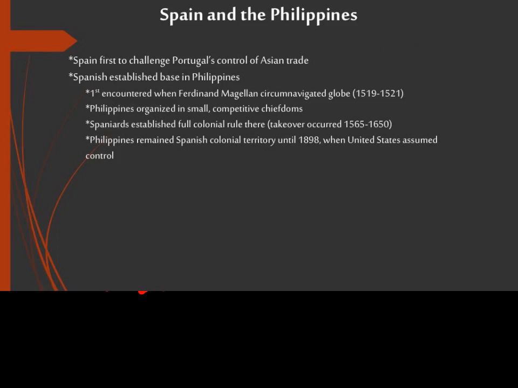So, the Spanish were the first to challenge Portugal's control of Asian trade. They established a Spanish base in the Philippines. This was first encountered when Ferdinand Magellan circumnavigated the globe 1519 to 1521. Like I said, they posed the first challenge to the Portuguese spice trade.